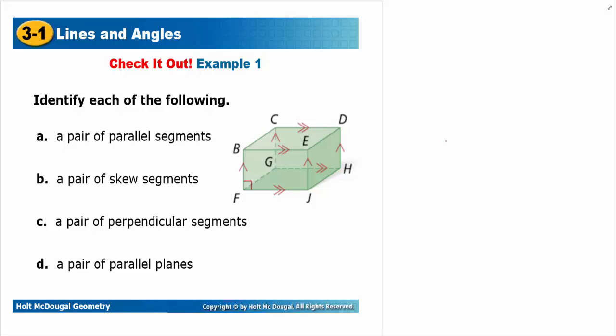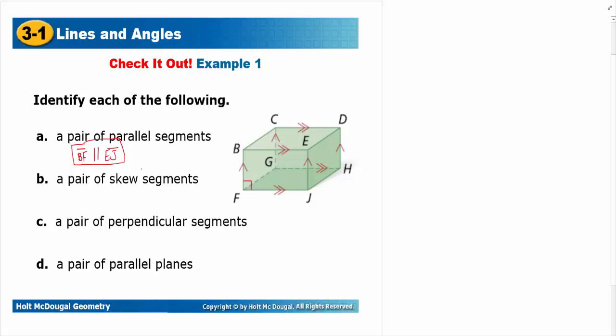Okay, so for A, we got a pair of parallel segments. For this one, I'm just going to use BF and EJ. Again, you can use other ones, but BF is parallel to EJ. Again, you don't need the parallel symbol here, you're just labeling them, but I want to make sure you know it. I would use it if it was me. Well, it is me, and I am using it, so anyway.